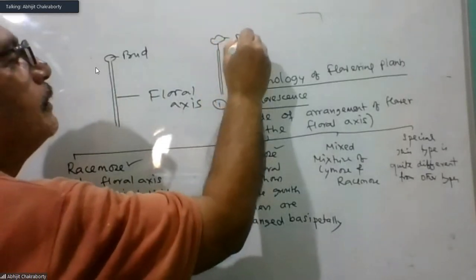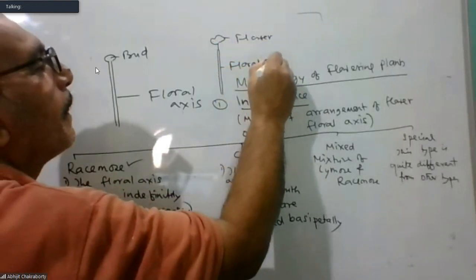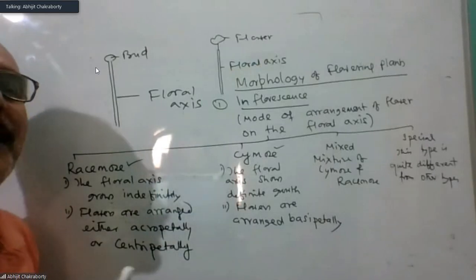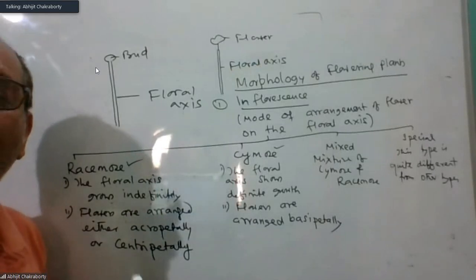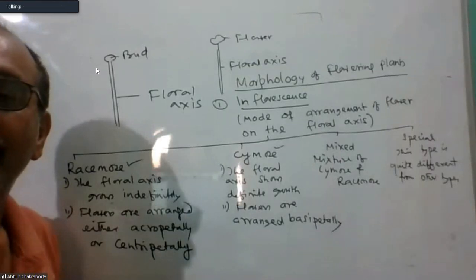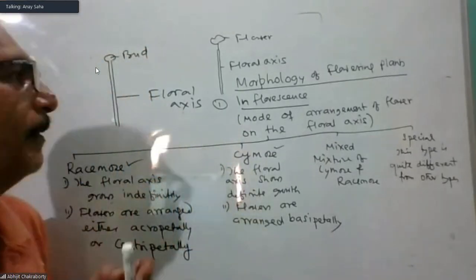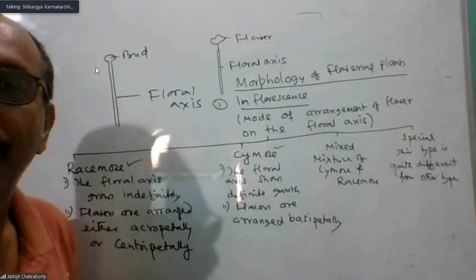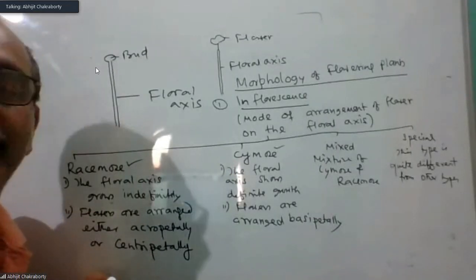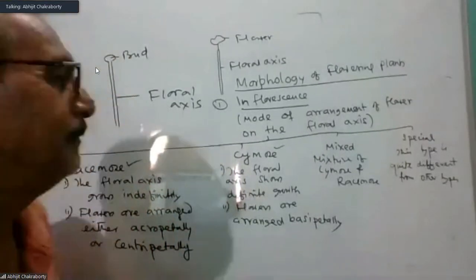But if at the tip of the floral axis there is a flower, it means the floral axis grows but shows definite growth. Is it clear to you? Yes, sir. What is written in the second point, sir? Flowers are arranged basipetally.